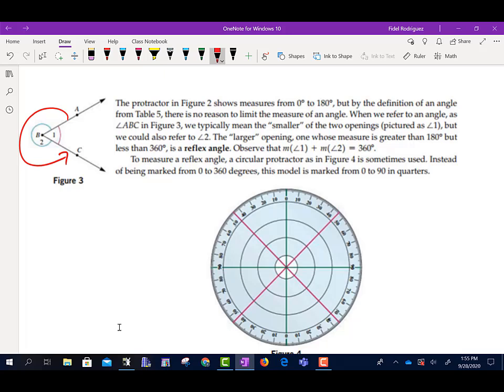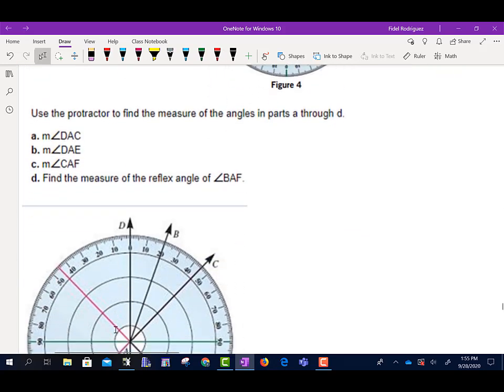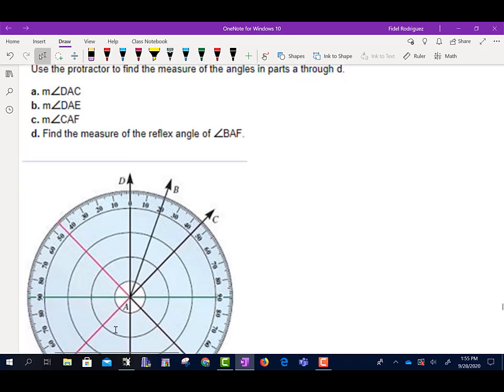And observe that the measure of angle 1 plus the measure of angle 2 is going to add up to 360. So it says to measure a reflex angle, a circular protractor, as in figure 4, is sometimes used. Instead of being marked from 0 to 360, this model is marked from 0 to 90 in quarters, okay? Alrighty. So it says use a protractor to find the measure of angle parts A through D.